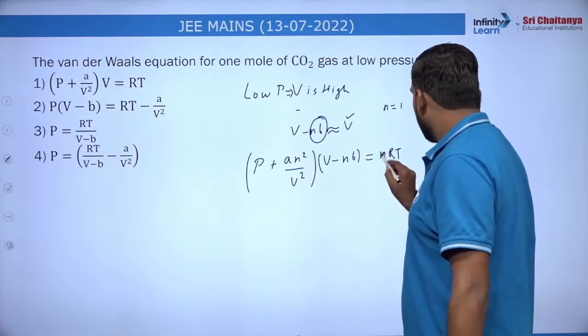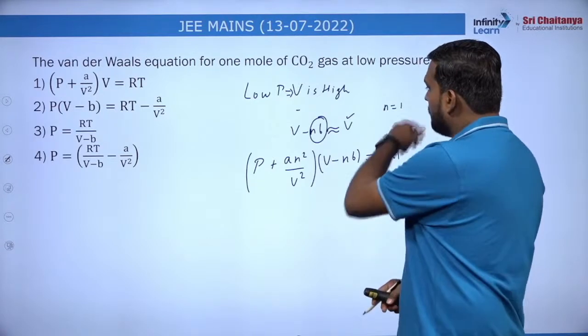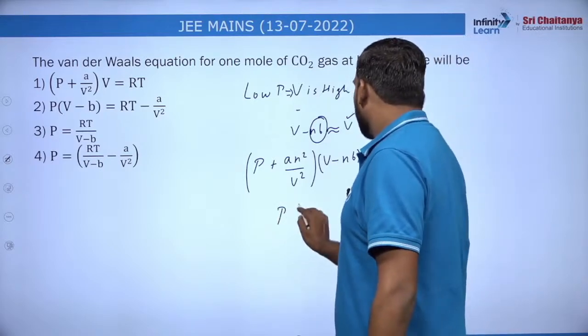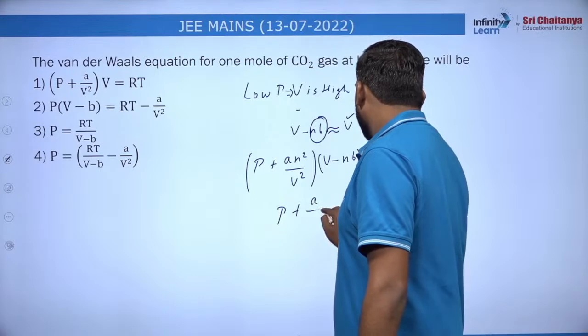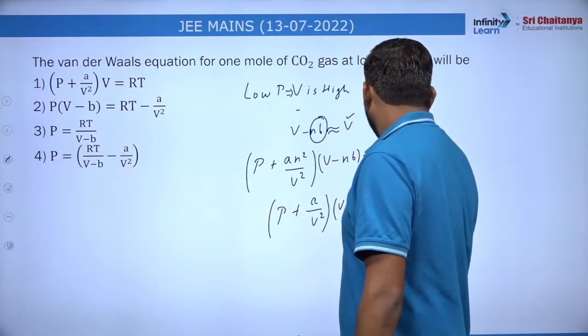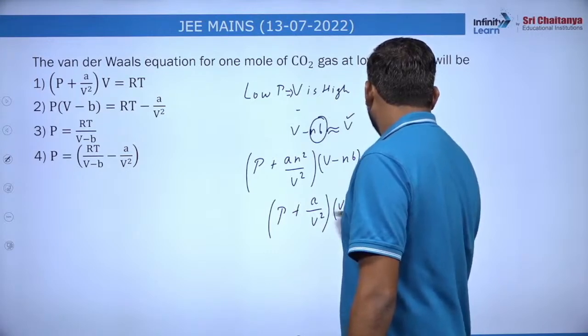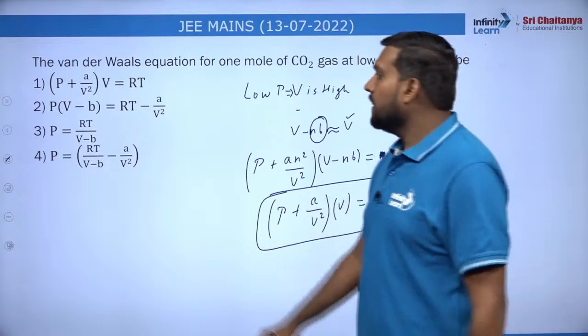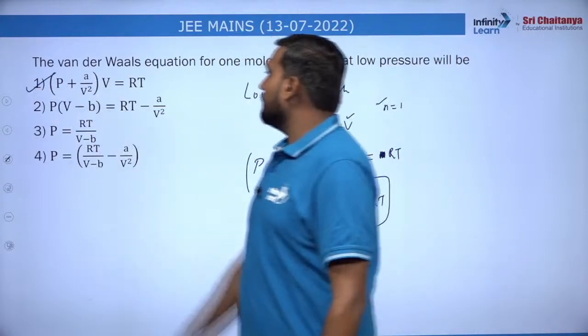Remember, this is not the n. Substitute the value of n is equal to 1, and it will make the equation look like P plus a by V square into V is equal to RT. So which one is the correct answer? The first option is the correct answer. So this is going to be your first correct answer.